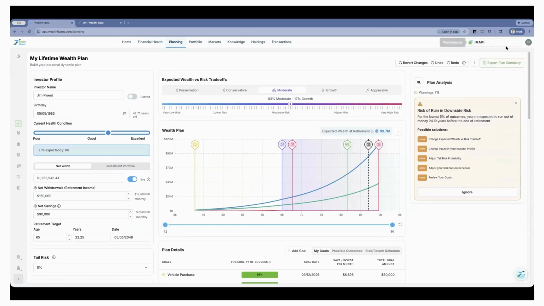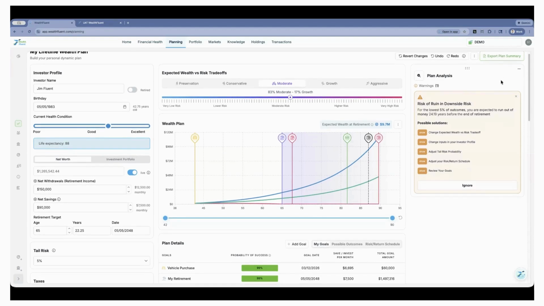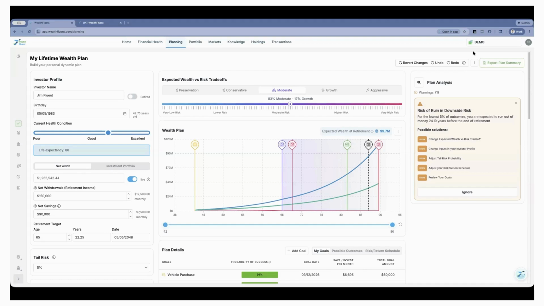So planning is sort of the centerpiece of WealthFluent. This is where the user is able to add in their goals, have a sense of what their retirement plan is going to be, and actually pick a benchmark portfolio by trying to look for a solution that is workable. And so we have a plan analysis that automatically adjusts based on any changes to the plan.